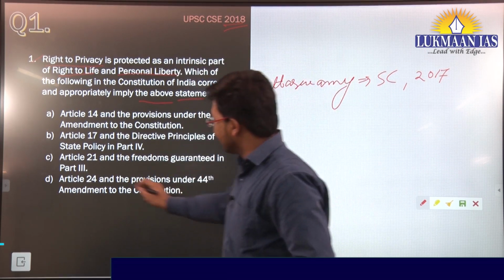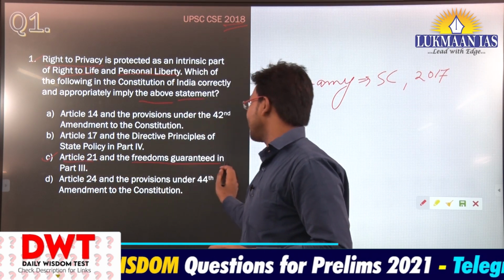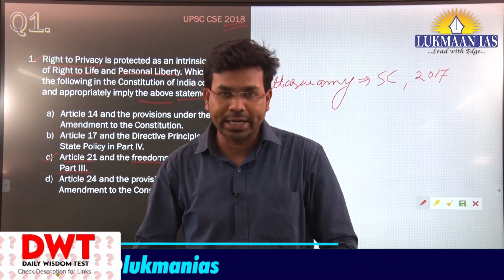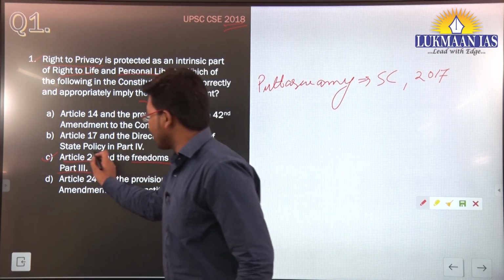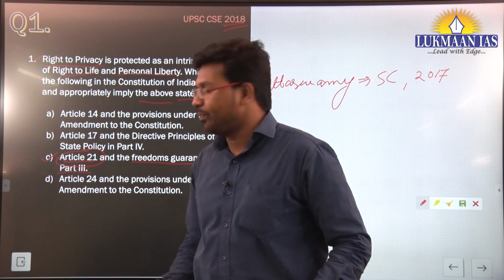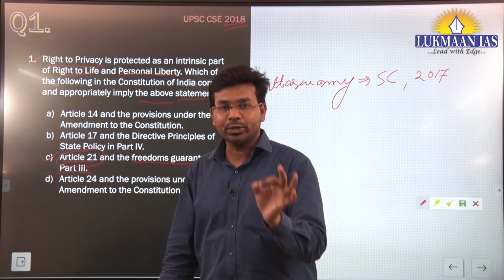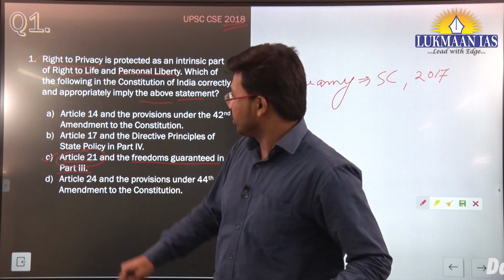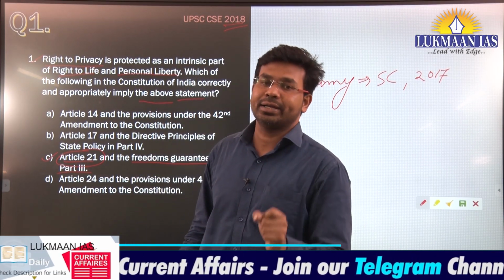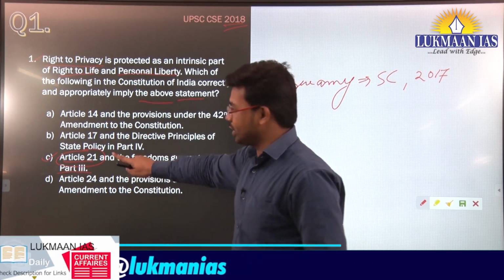Here if we see option C, this option says Article 21 and the freedom guaranteed in Part 3. Definitely Part 3 of the Constitution of India talks about fundamental rights. Article 21 is considered as the soul and heart of these fundamental rights. This particular article is talking about the right to life and personal liberty. The Supreme Court of India has interpreted that right to privacy is also an inherent right under right to life and personal liberty. So that's why the correct answer for this question is option C.